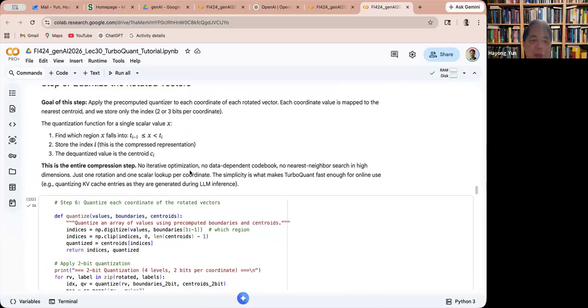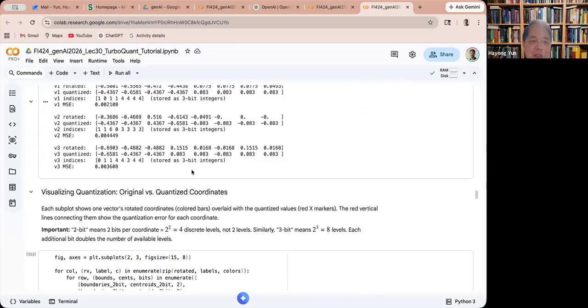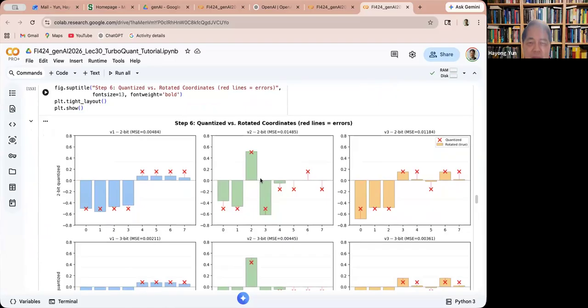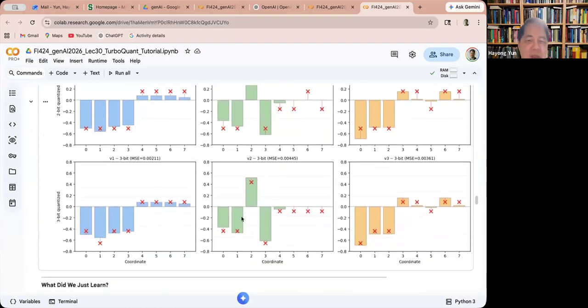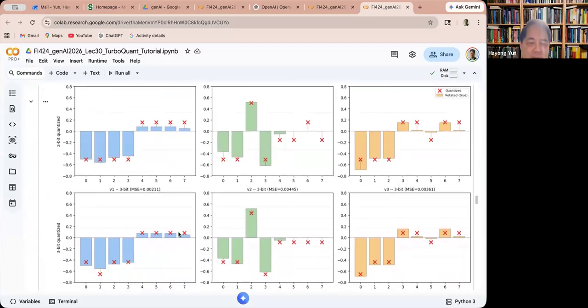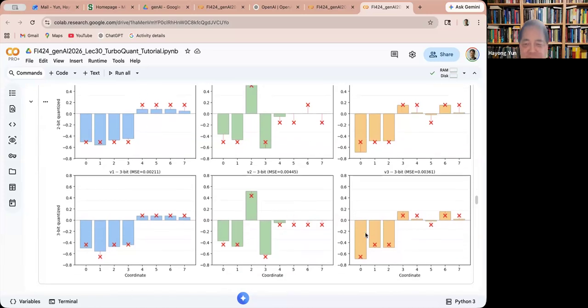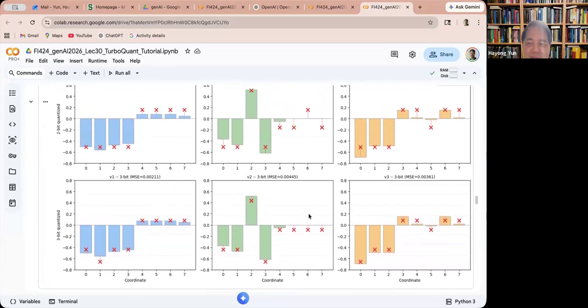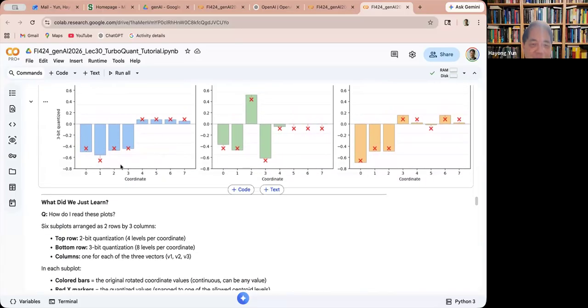So quantize the rotated vectors. Here we quantize them, so the rotated coordinates are being quantized. Basically it falls nicely in this 2-bit or 3-bit, isn't it? For each vector, vector 1, vector 2, vector 3. And this red line distance would be the error, isn't it?